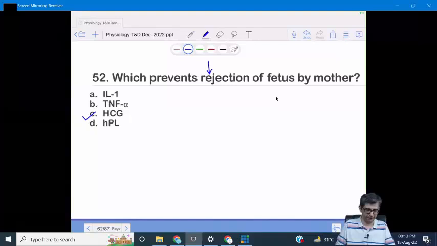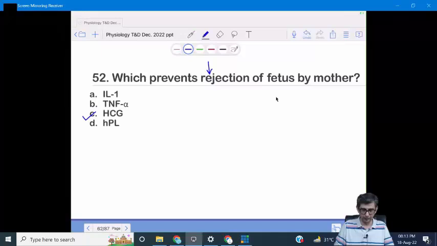Yeah, HPL can work like glucagon. Okay. Human placental lactogen.